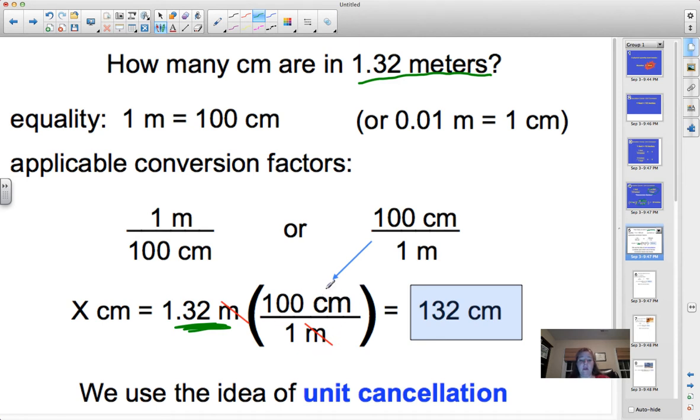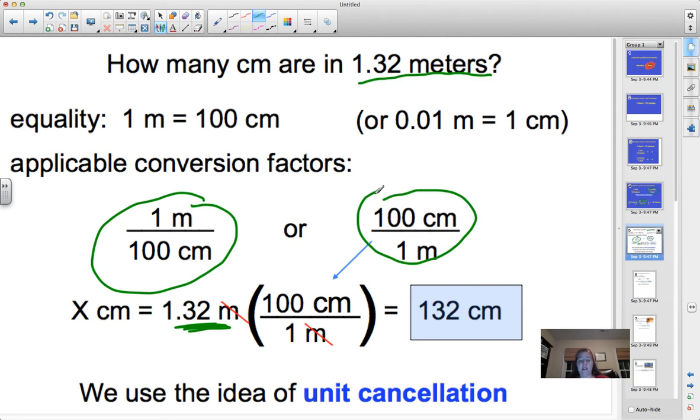So we could use 1 meter per every 100 centimeters, or we could use 100 centimeters per every meter. We're going to use this one because we want our meters to cancel at the bottom. Okay, so if we put our 1.32 meters and we have 1 meter down here below, notice how these meters will cancel in numerator and denominator, and we're going to be left with centimeters up on the top.